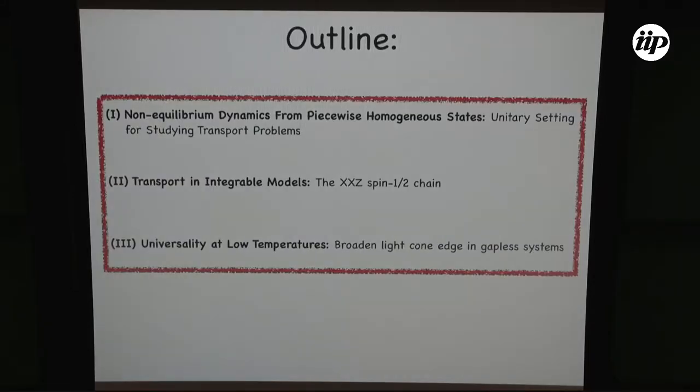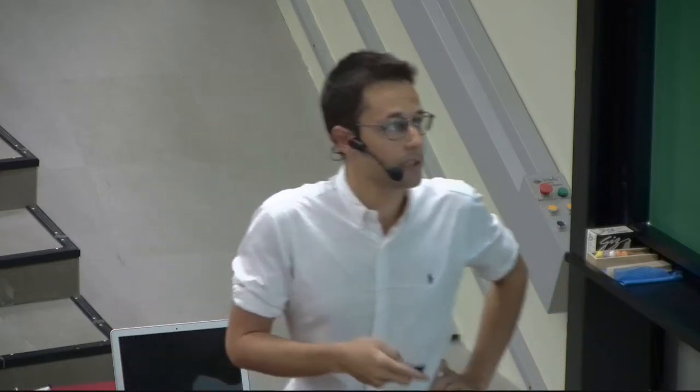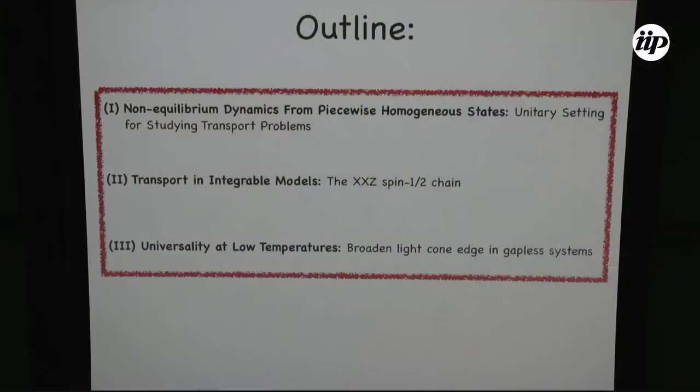Okay, so the outline of the talk is as follows. I will start by reviewing the non-equilibrium dynamics, starting from a particular class of initial states, which I call piecewise homogeneous states, and are basically obtained by joining together two homogeneous states. And I will try to convince you that this kind of states gives a very useful setting to study transport in closed systems, so in the presence of unitary dynamics.